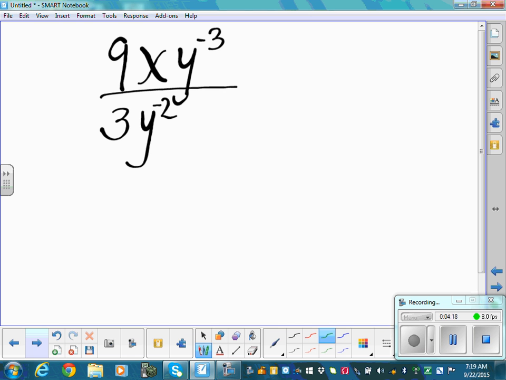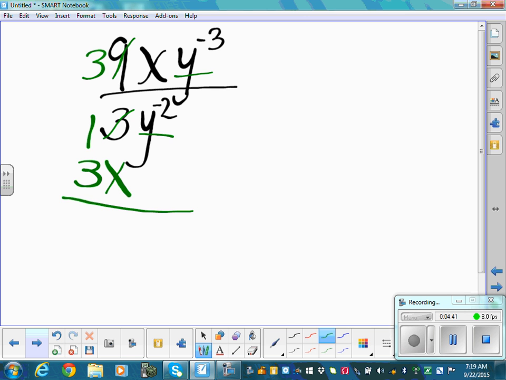9 over 3. 3 over 1. Good. Which is just 3 on top, right? Yeah. Very important. 3. And then right here we have an x. Do we have any x's down here? No. So x is going to stay where it is. Now what if x would have been on bottom and there's only an x? It doesn't magically float to the top. You leave it where it is, right? Right, everyone? Yes.